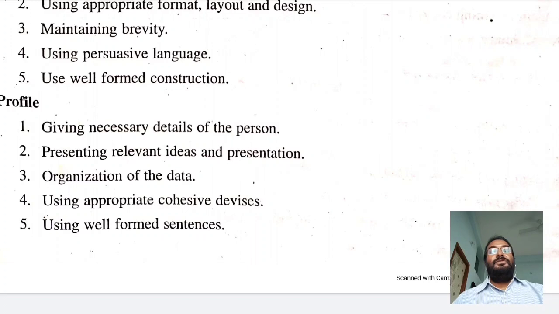There is no choice for these questions. Each question carries 5 marks, so you should be very careful in writing it, and all the 6 should be known to you.